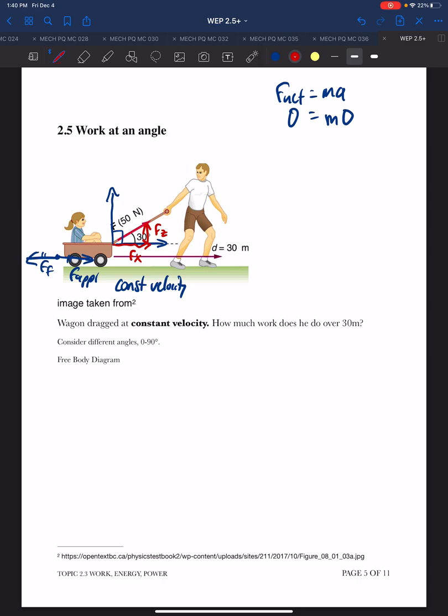Now, the situation of constant velocity is very important because when the velocity is constant, we know the forces are balanced, and we know a lot about what's going on. So in most of these situations, we'll always be talking about a constant velocity: constant velocity, no acceleration, forces balanced. So how much work does he do over 30 meters?